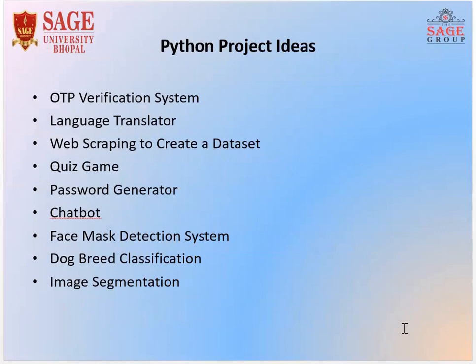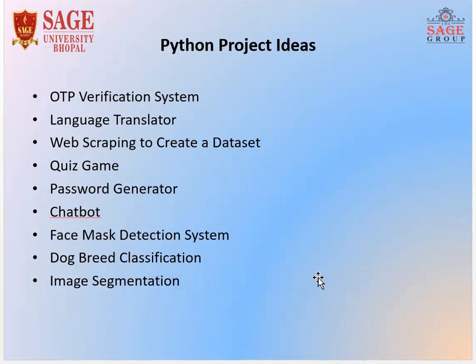Here are some Python project ideas: OTP verification system, language translator, web scraping to create a data set, quiz game, password generator, chatbot, face mask detection system, dog breed classification, and image segmentation. These are a few project ideas that we can implement in Python programming.